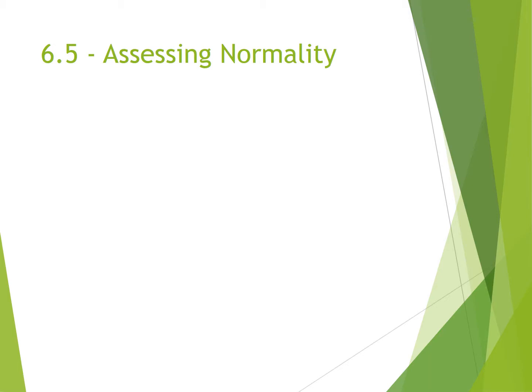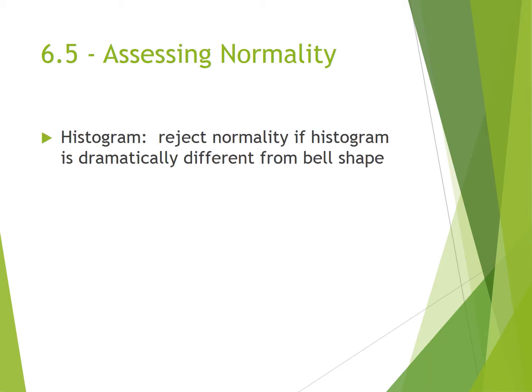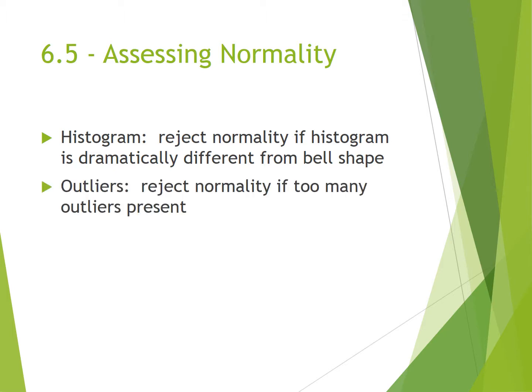All right, now, sometimes we have to assess normality, and we can do that with Minitab. Or we can actually draw a histogram, and if the histogram differs dramatically from a bell shape, then it's not normally distributed. And if it sort of looks like a bell shape, then we'd say it's approximately normally distributed. We can look for outliers. If we have too many outliers, we reject normality.